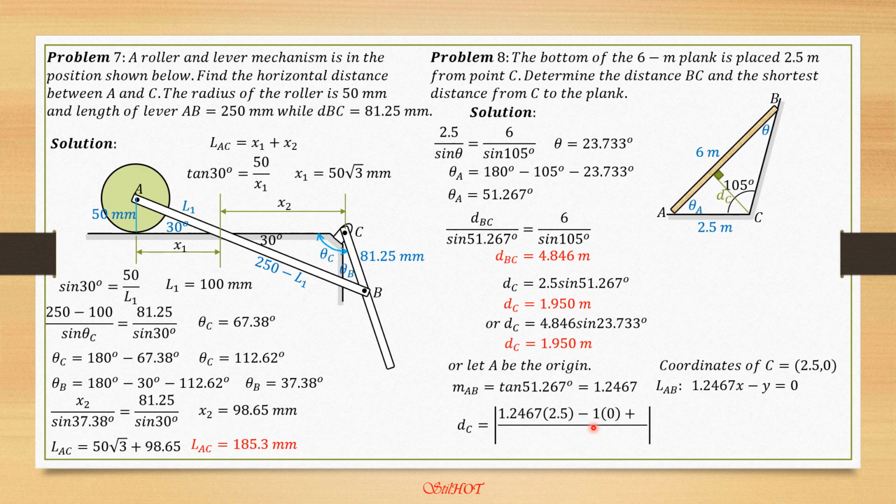So distance C is 1.2467 times x1 2.5 minus 1 times y1 0. There's no constant, y is 0 also, over square root of 1.2467 square plus negative 1 square, that's still positive 1 square. So distance C is 1.950 meters also.